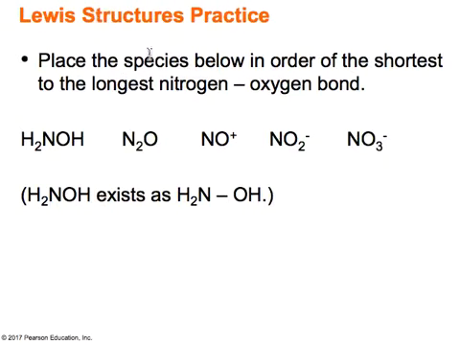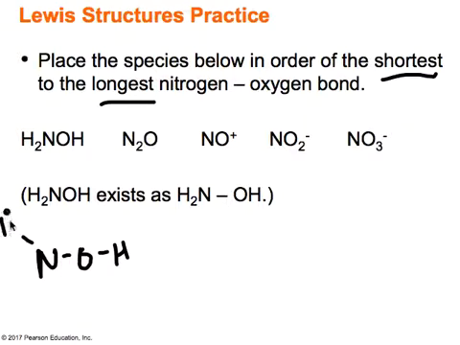So here is some Lewis structures practice. I want you and your people to think about this one. Which one do you think has the shortest to the longest nitrogen-oxygen bond? So like this first one here, it exists like this is what it's saying. So that's going to be a single bond between nitrogen and oxygen. There'd be a lone pair here too, but there's a single bond there.